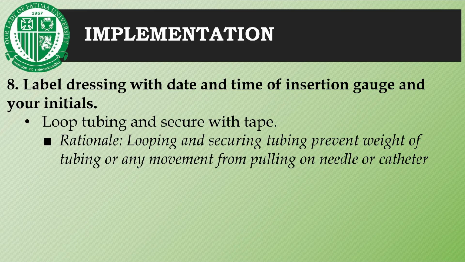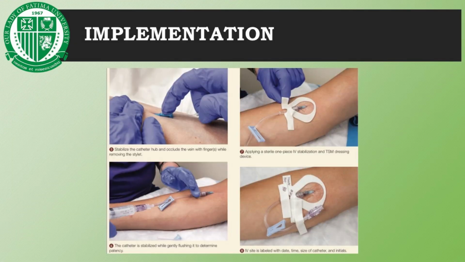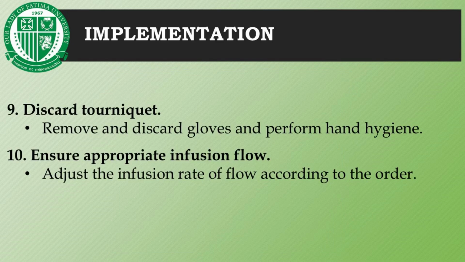Also, remember to loop the tubing and secure it with tape. Looping and securing the tubing prevents its weight or any movement from pulling the needle or the catheter. For further understanding, these are the images on how to properly perform the steps from number 6 to number 8. If done, discard the tourniquet. Then, remove and discard gloves and perform hand hygiene.